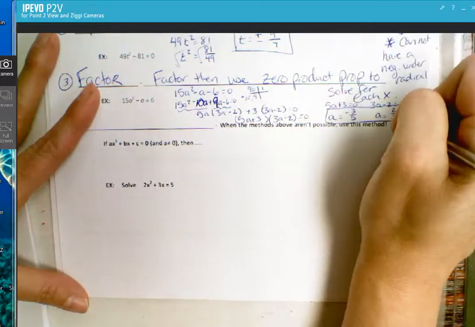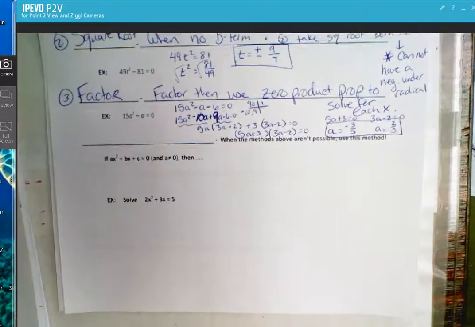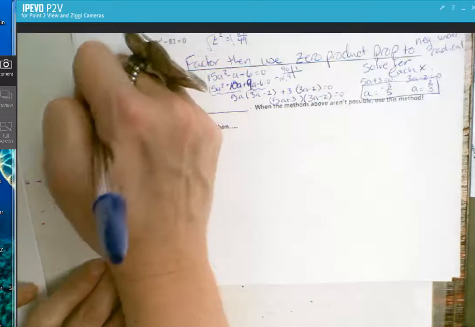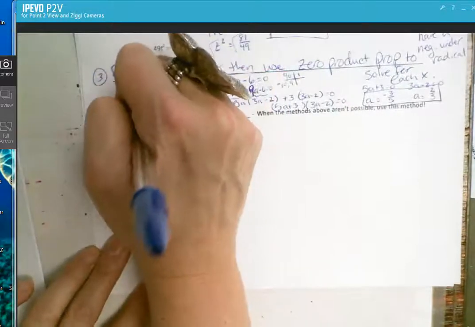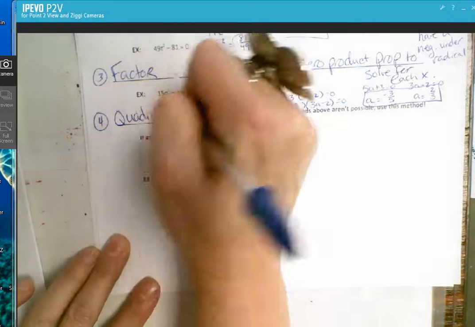We need to know how to factor. If you're still struggling with that, make sure you get in here so that we can work on it. And our last method that we're going to learn, those other methods that you will learn in Algebra 2, is the quadratic formula.